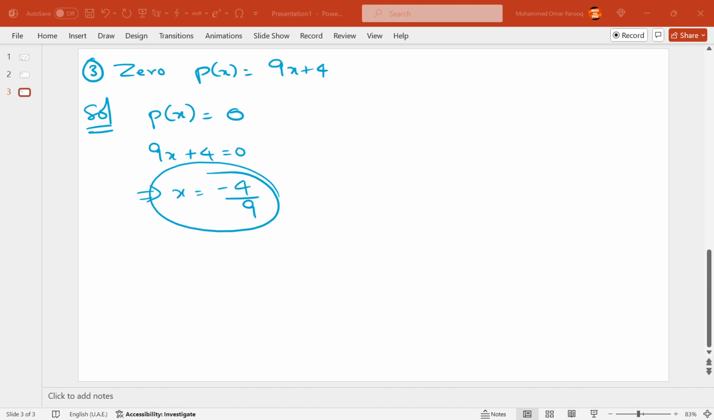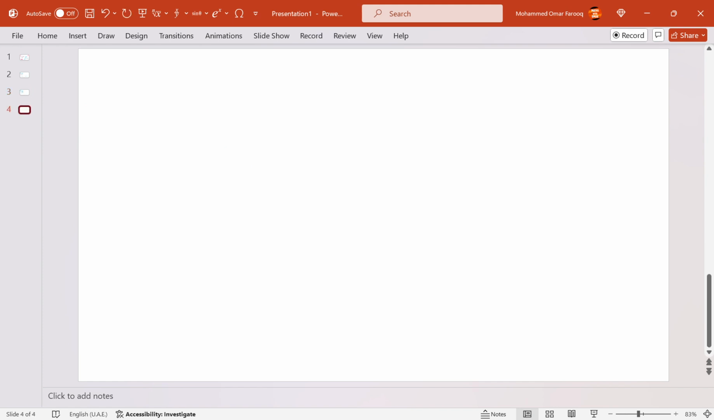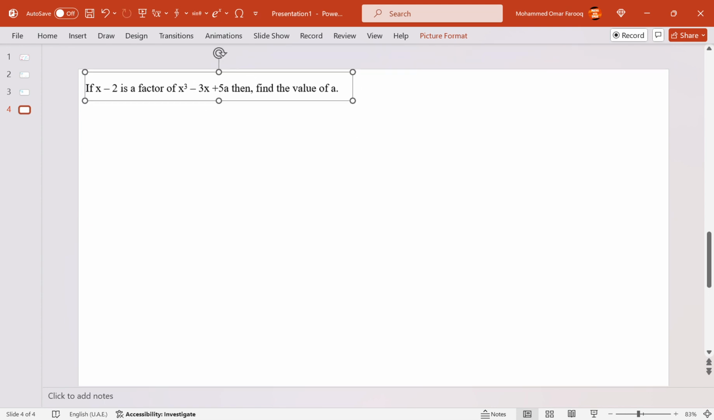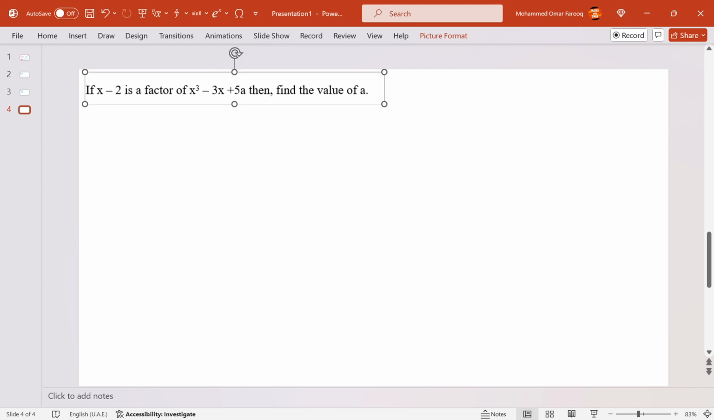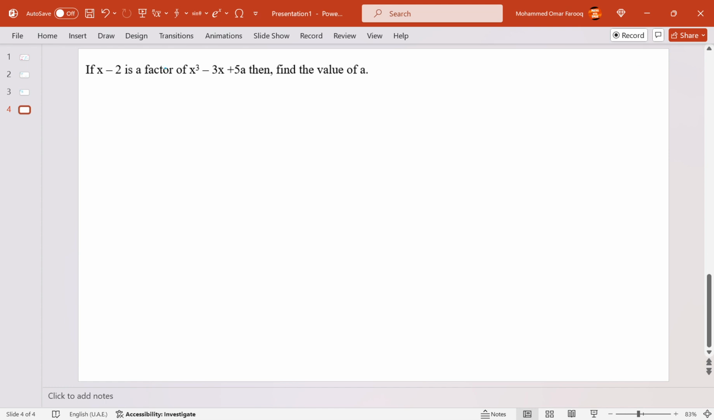So this is a question which is very important. Okay, if x minus 2 is a factor of x cube minus 3x plus 5a, then find the value of a. My dear students, this problem is the application of the factor theorem. So if somebody has doubt in factor theorem, listen to this factor theorem carefully. Okay. So what is factor theorem, my dear students?